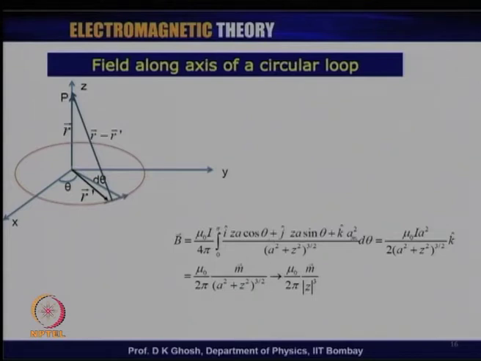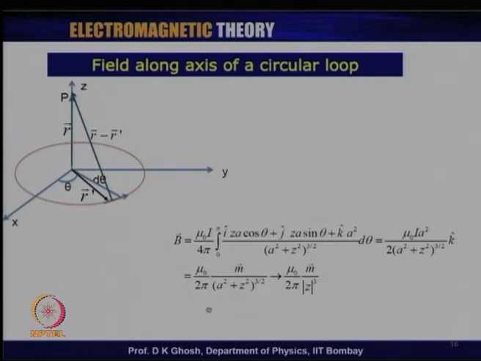All these quantities are constant other than theta. Therefore, the integrals of cos theta or sin theta give me 0, and I am simply left with a term which is dependent upon k. So, this gives me mu 0 I a square by 2 times a square plus z square to the power 3 by 2, k. I would like to point out that the current times pi a square, which is the area of the loop, is defined to be the magnetic moment of the current loop, and so this is also written as mu 0 by 2 pi, m by a square plus z square to the power 3 by 2.